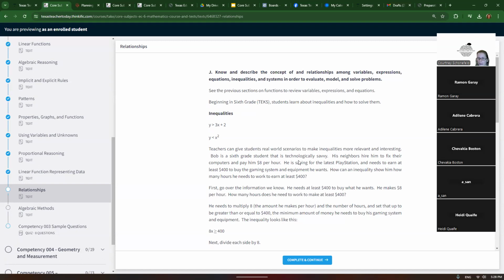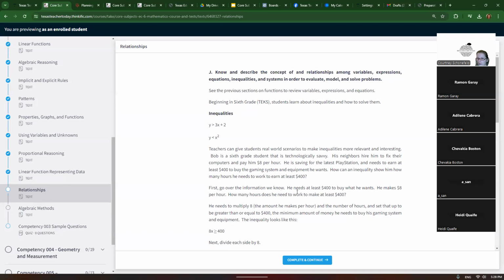Bob is a 6th grade student that is technologically savvy. His neighbors hire him to fix their computers and pay him $8 per hour. He is saving for the latest PlayStation and needs to earn at least $400 to buy the gaming system and equipment he wants. How can an inequality show him how many hours he needs to work to earn at least $400?